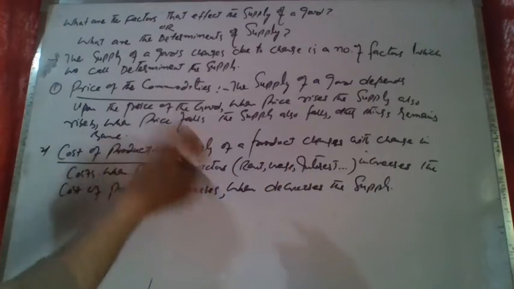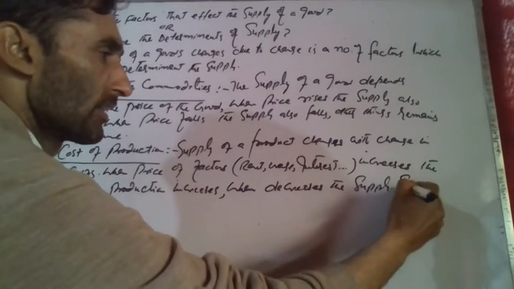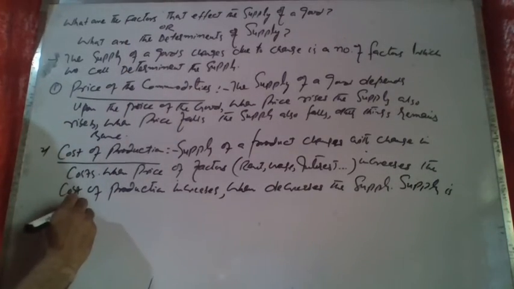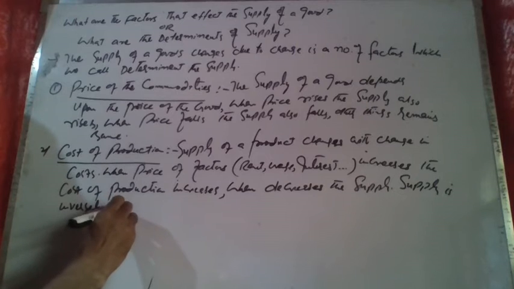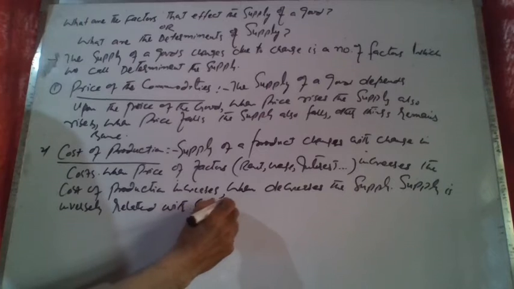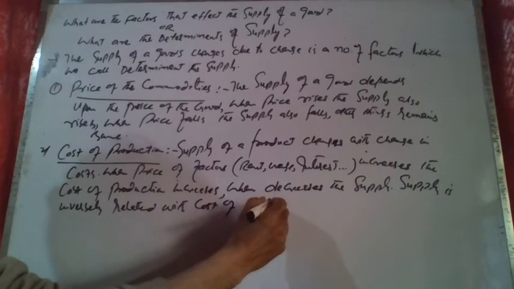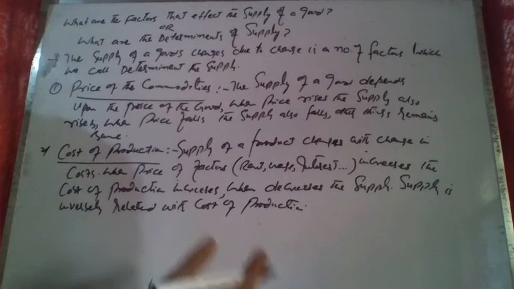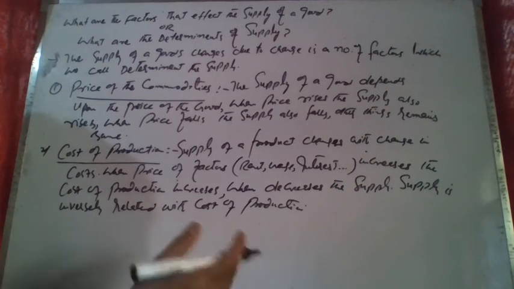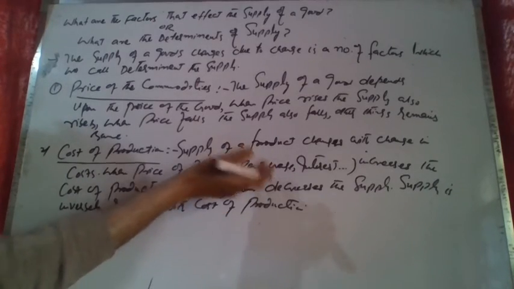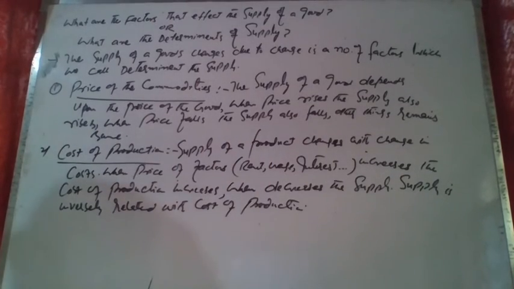So supply is inversely related with cost of production. When cost of production increases, the supply decreases. When cost of production decreases, the supply increases. Thus, cost of production itself depends upon factor prices: rent, wages, interest, and profit.